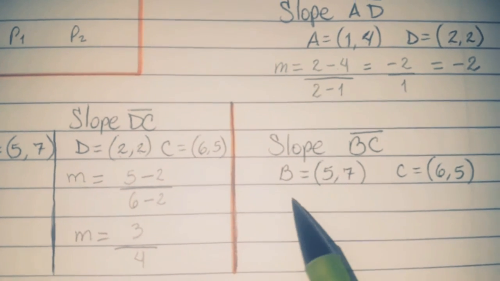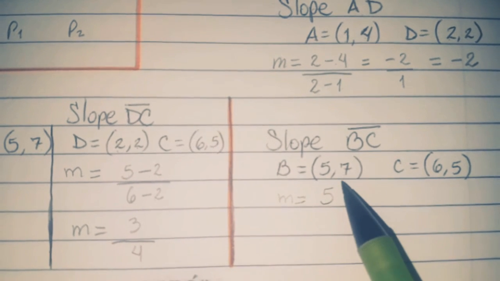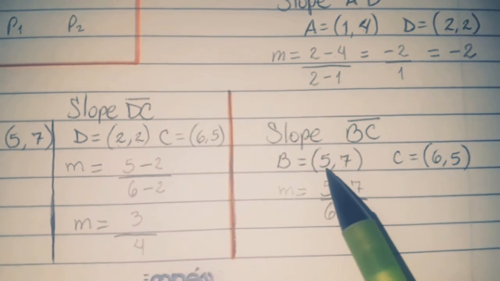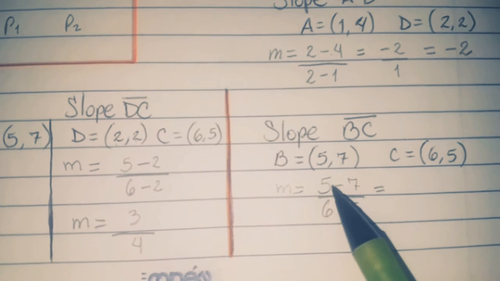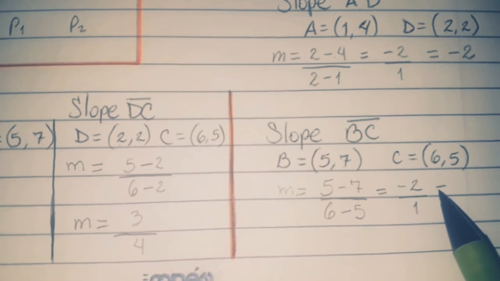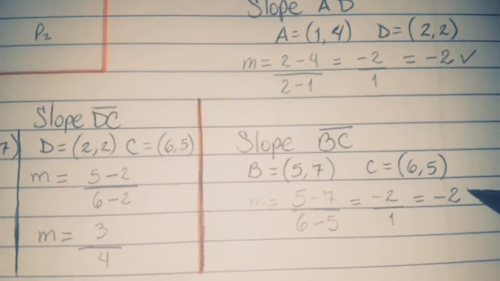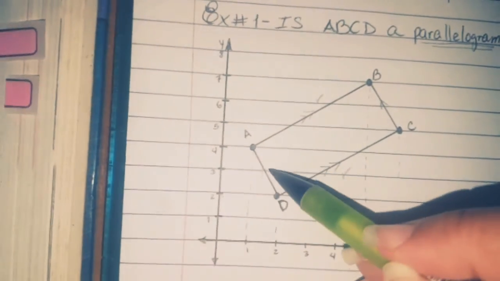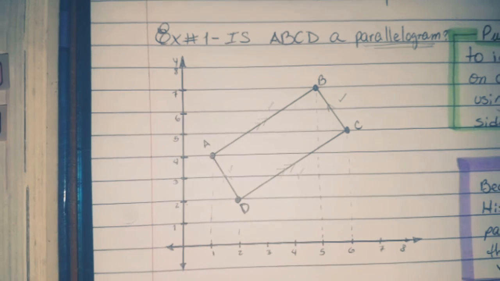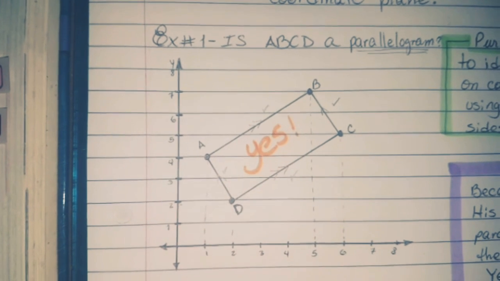Let's see here. Slope equals y2, which is 5, minus y1, which is 7, all of that over 6 minus x1, which is 5. 5 minus 7 is negative 2, and 6 minus 5 is 1. Simplified, it is negative 2. So as you can notice, this slope matches this slope. That means that this side and that side are parallel. So what can we answer to example number 1? That yes, it is a parallelogram.